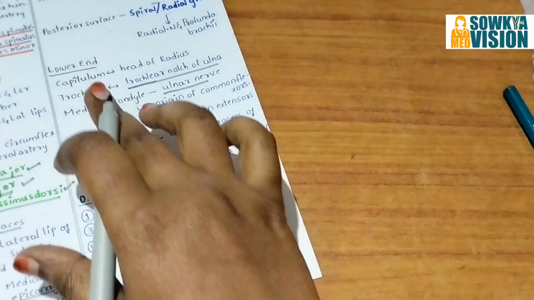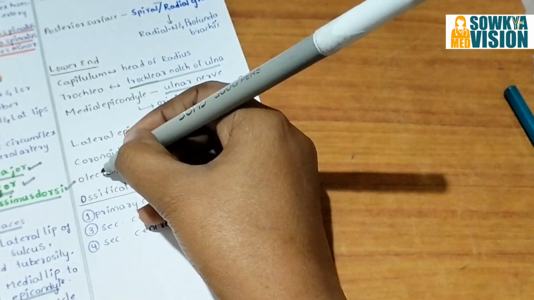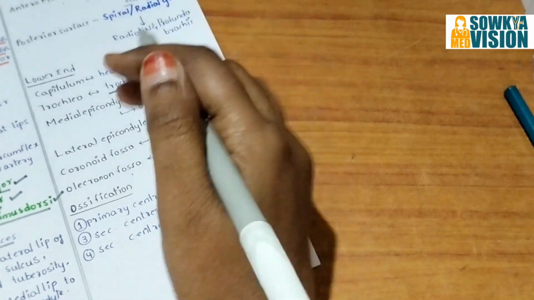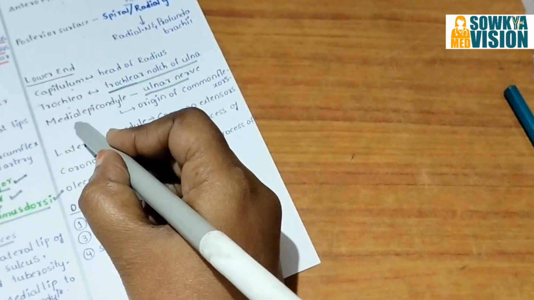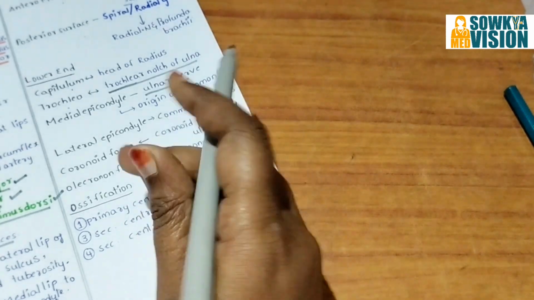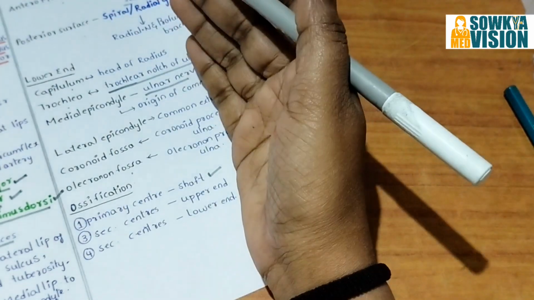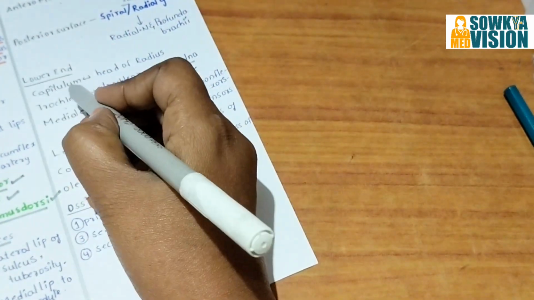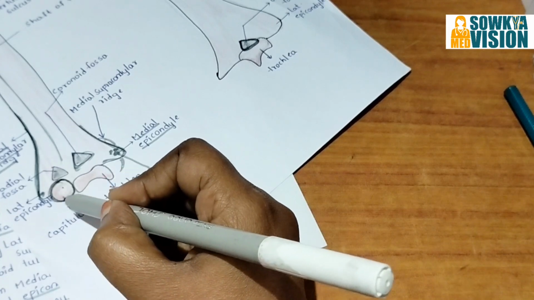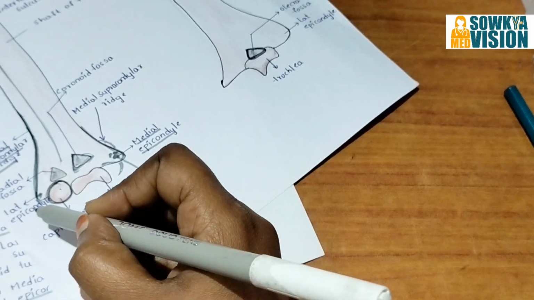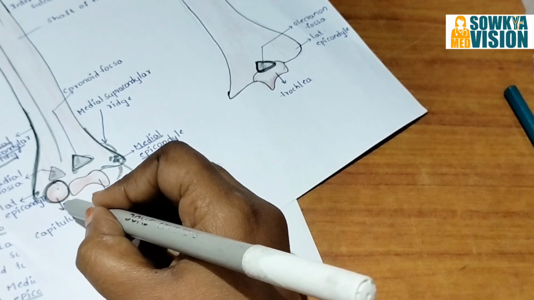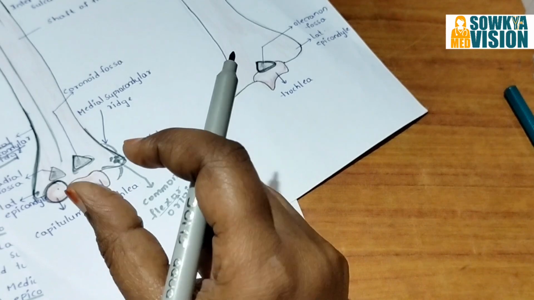Coming to lower end. The parts of lower end. First of all, you remember these parts. Then remember articulation. What are the processes that are articulating with the lower end? Now, capitulum, trochlea, medial epicondyle, lateral epicondyle, coronoid fossa, olecranon fossa. First remember these parts. Then see what are the articulating parts. Now, capitulum. This part of lower end of humerus is known as capitulum, presenting laterally. So what is the lateral bone present in the forearm? Radius. So this capitulum is articulated with the disc shaped head of radius.